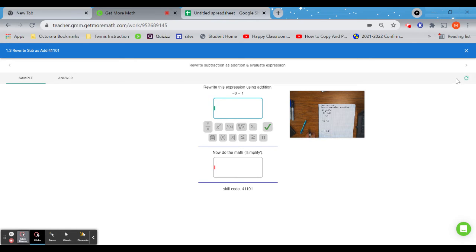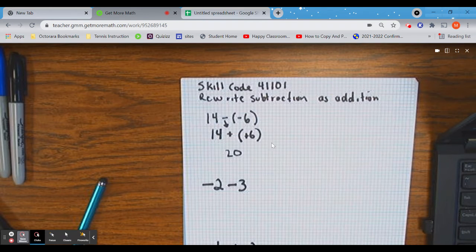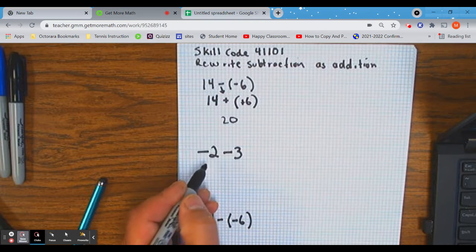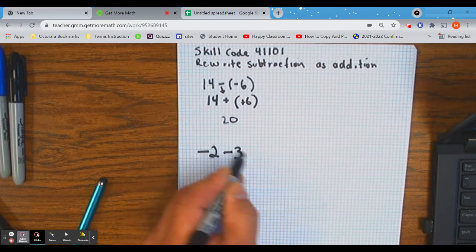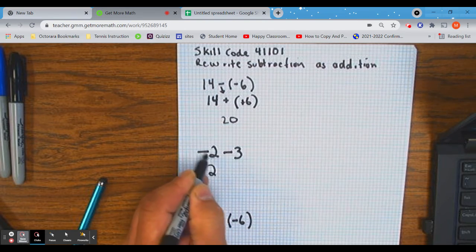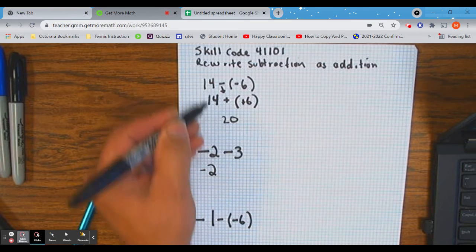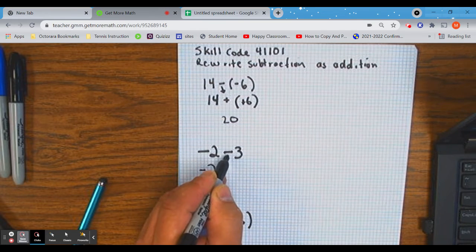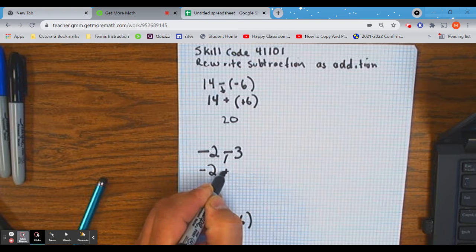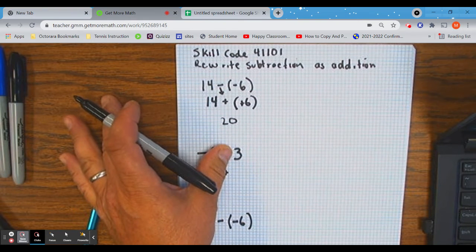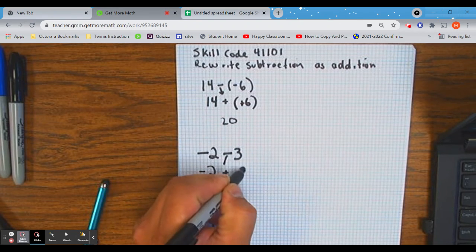Okay, second kind. You have a negative number minus a positive. So it asks you to rewrite it as addition and then to solve it. So that kind looks like this. Negative 2 minus 3. To rewrite it, that's a negative number that I start with, unlike this, that's a positive. I keep it as negative 2. That subtraction becomes addition. And I'm adding the opposite. So the opposite of 3 is negative 3.